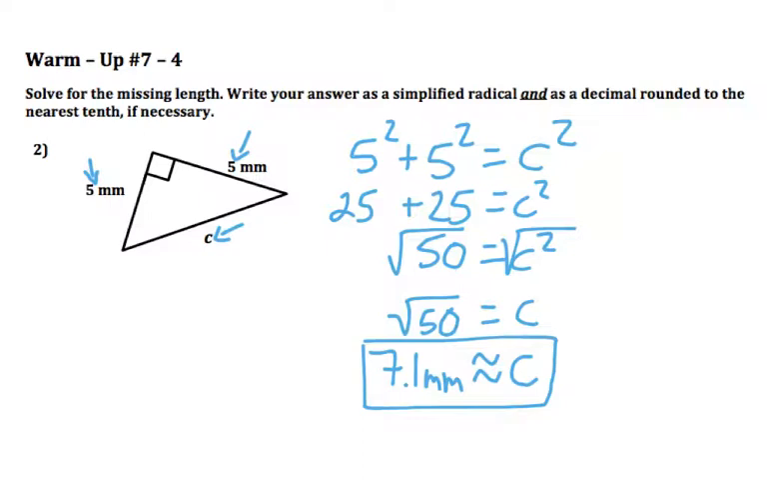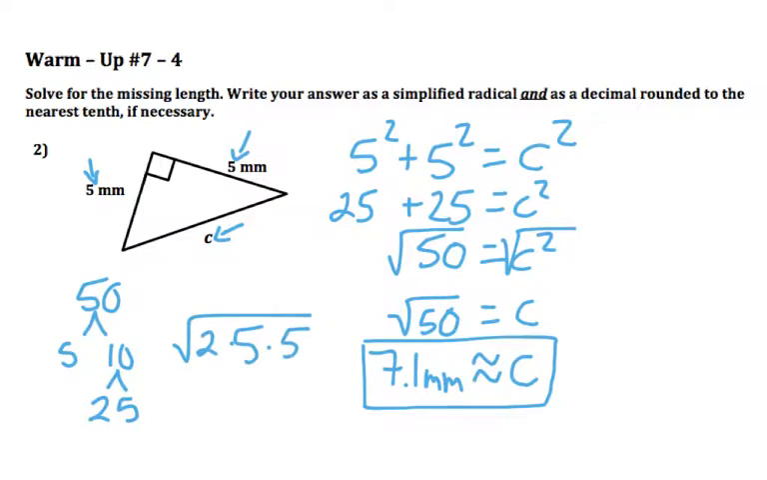Now to find the exact, since we came out as an approximation, we're going to find the prime factorization of 50, and that's 5 and 10 factors to 2 and 5. So the prime factorization of the square root of 50 is the square root of 2 times 5 times 5. Now looking for that pair, we see there's a pair of 5s multiplying together inside the square root, so we're going to get that out. So we're going to have 5 square root 2 millimeters is the simplified radical answer for the length of C.